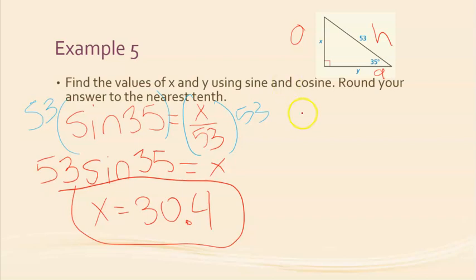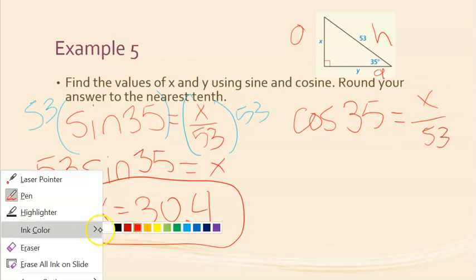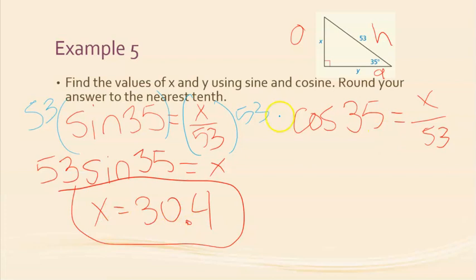Okay, then I want to do the same thing for cosine to solve for y. So I'm going to do cosine of 35 equals what? X divided by 53, and then to get x alone, I want to... You're right, it would be y. 43.4.